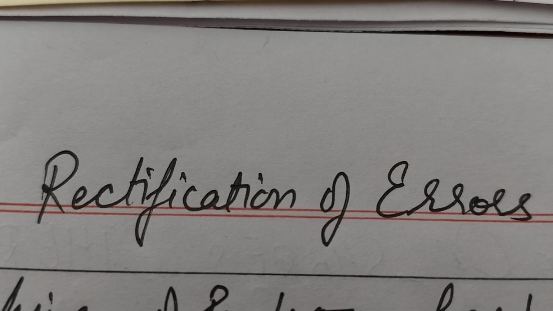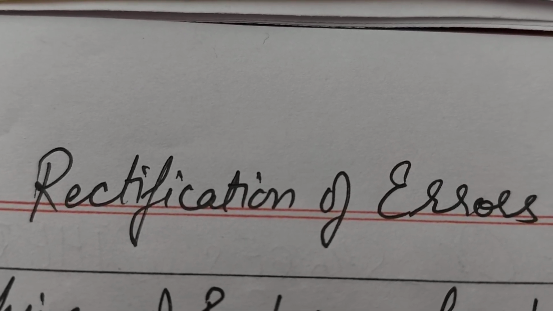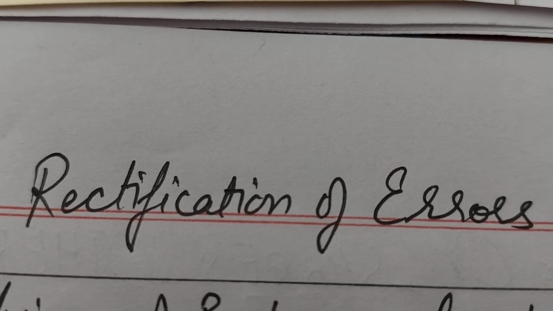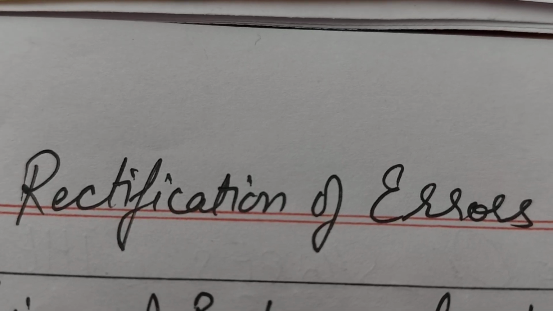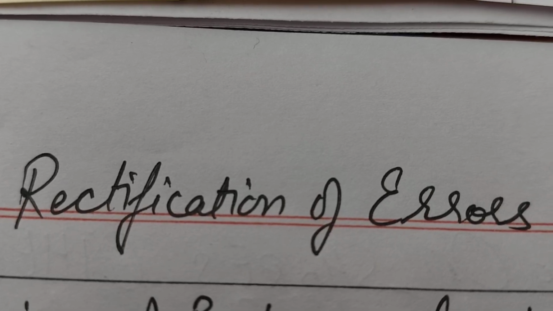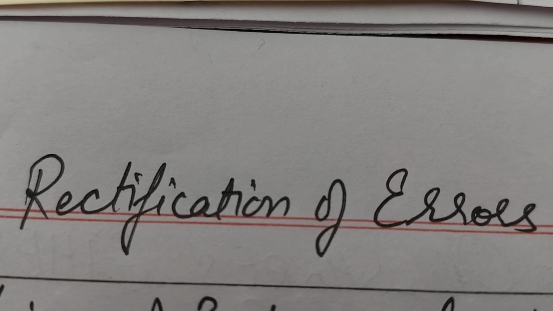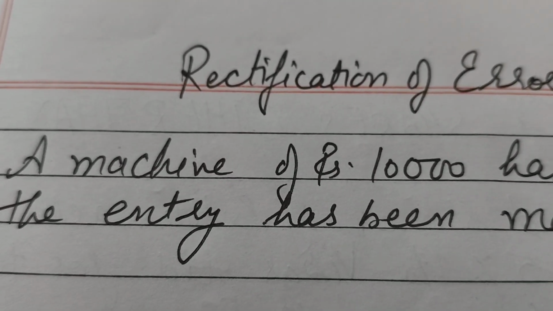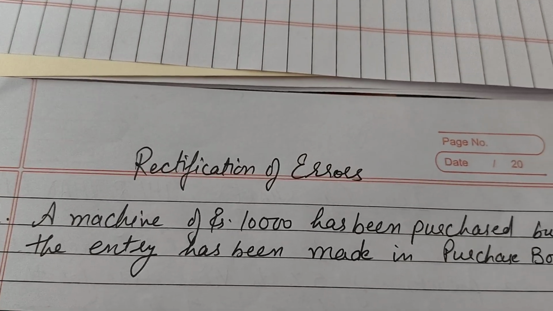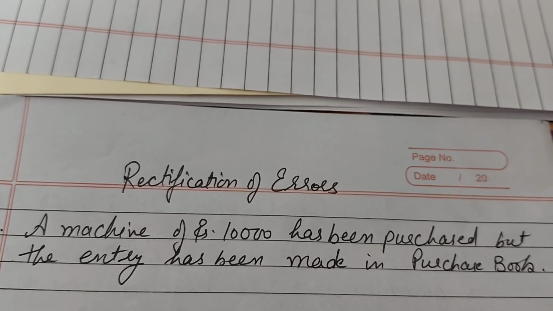Getting back to the topic rectification of errors, the errors which we commit while passing through the journal or ledger, or transferring the accounts to the trial balance, or after the preparation of the trial balance while going for the preparation of your final accounts, then we need to rectify such mistakes. So here I am taking another case where it's given a machine of rupees 10,000 has been purchased, but the entry has been made in the purchase book.